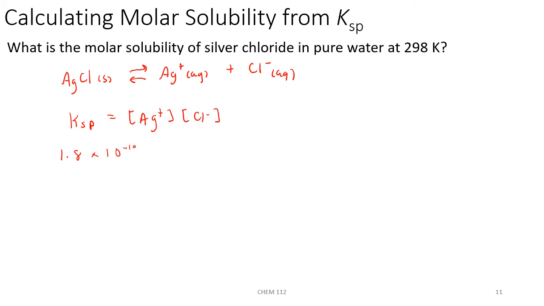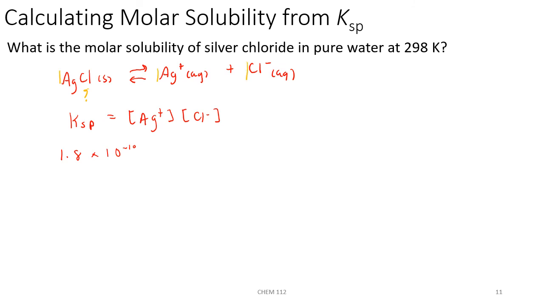All of the KSPs on your chart are going to be very small. They're very small because the position of equilibrium lies far to the left. Not very much of these salts actually dissociate into their ions. We can then solve for what our molar solubility is of our silver chloride by using the fact that we know the stoichiometry in this balanced equation. Everything is 1 to 1 to 1.